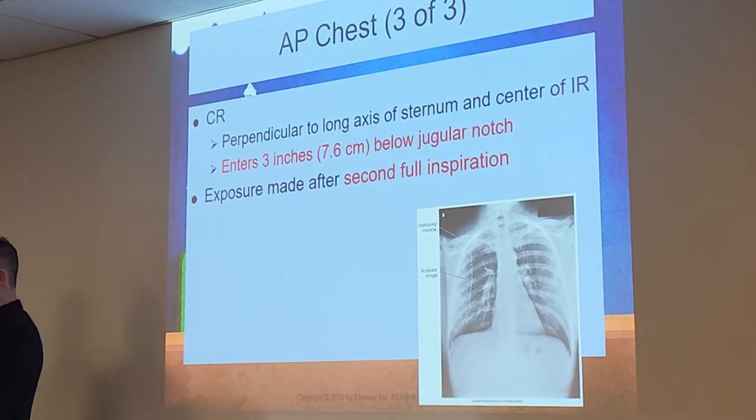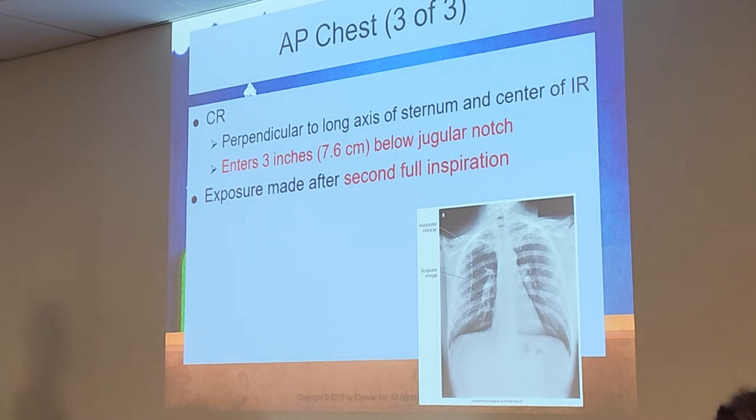All right, so CR, perpendicular central ray. We are going to be to the long axis of the sternum and center of the IR. That means we are making sure the beam is lining up with the sternum. We don't want to be to the left or the right of the sternum. We want to be directly on the sternum. Make sure we're centered to the body correctly.